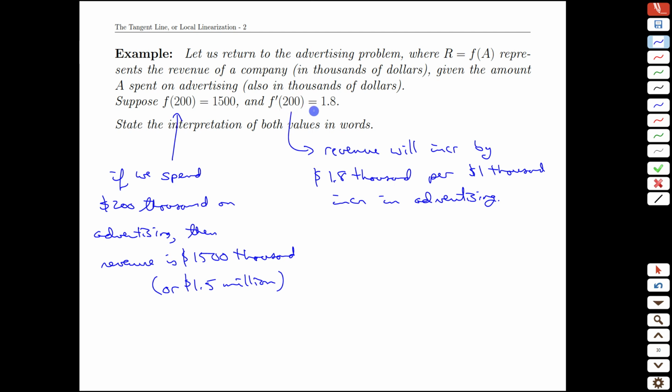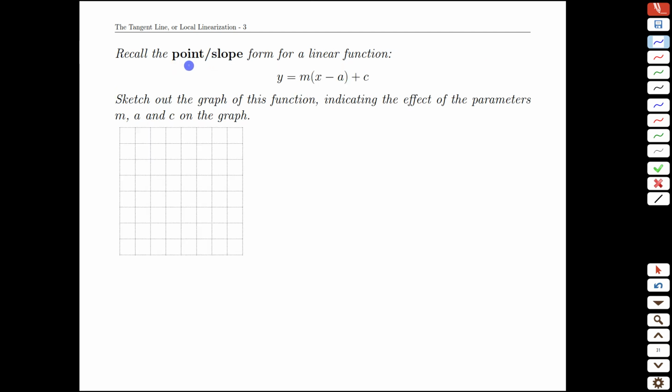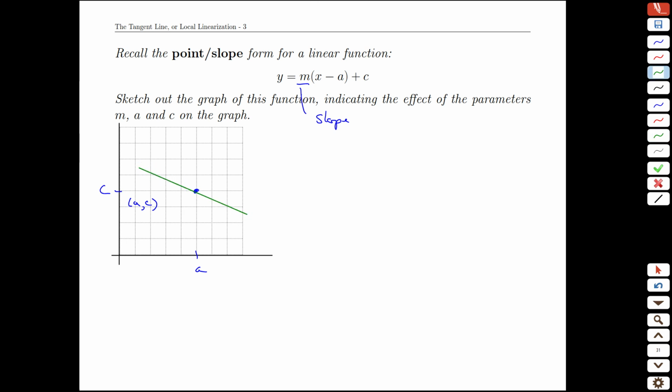How about using this to predict the effect of other advertising spends? Let's go back to one of the fundamental building blocks for straight lines. Linear functions have slopes, and this particular formulation here involves a point a, c. x is a, c is the y value, and if we want to go through that point and have slope m, then this is the formula we're going to want. So let's draw this line here. Let's make it a negative slope just for interest's sake. This line here is y equals m(x minus a) plus c.